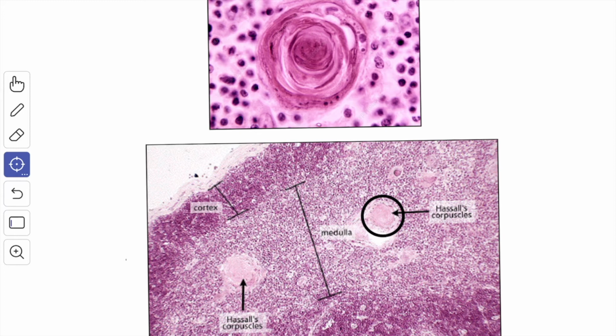Then the third hormone is thymosin alpha 1, which stimulates lymphocyte production and also the production of antibodies. Then the thymosin beta 4 hormone is produced by the mononuclear phagocytes.